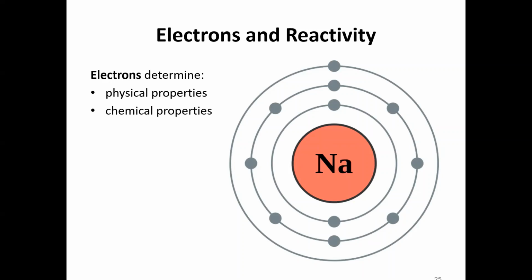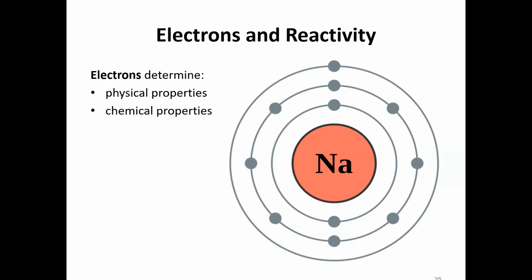So this is a key concept, and we brought it up earlier when I was talking about reactivity of alkali metals and then also the halogens. But overall, electrons determine the physical properties and the chemical properties of all the elements. And they actually really deal with what happens when we talk about chemical reactions. So in this case, we have an element of sodium.